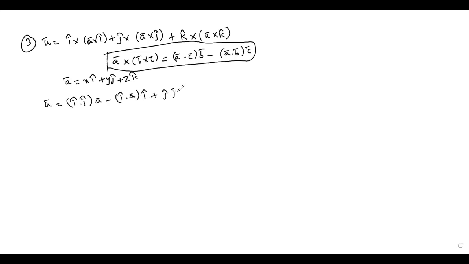Similarly here also j dot j into a bar minus j dot a bar into j cap. Next k cap dot k cap into a bar minus k cap dot a bar into k cap. I dot i, clearly we know, is 1, into a bar is a bar. I dot a means what is the i coefficient in a bar? x. So only x will get, x i cap. J dot a, that is 1 into a bar, a bar. J dot a means what is the j coefficient in a bar? y.